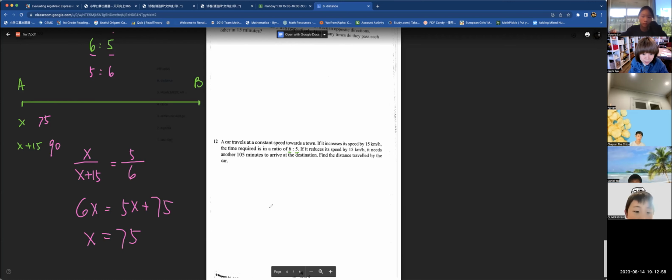Okay, if it reduces its speed by 15, so now the third time, there are three in total: the first was 75, the second was 90 kilometers per hour, the third is 60, right? It needs another 105 minutes to arrive at the destination. We don't know the distance right now. We only know the speed, but we know the time ratio will be 6 to 5. So we write 6y to 5y. Can we do that?